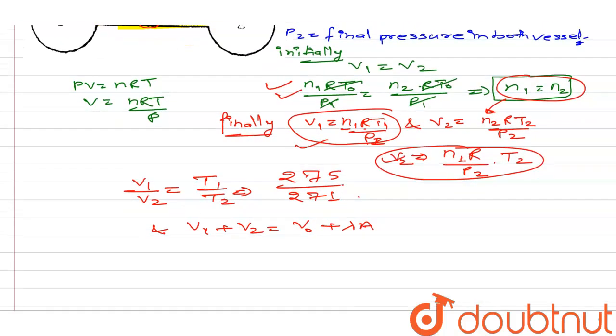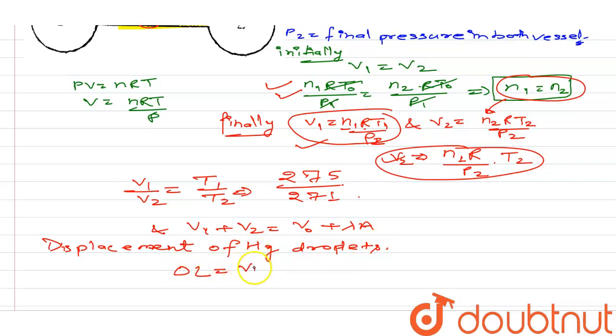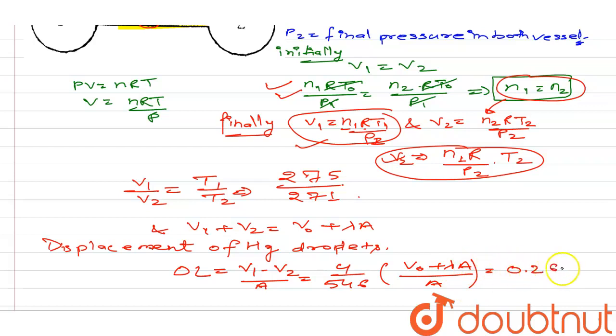After that, if we talk about the displacement of the mercury droplet, delta L is equal to V1 minus V2 divided by A. So put the values of V1, V2 and A, and we get 4 upon 546 into V0 plus lambda A divided by A. If we solve this equation, putting the values of V0, lambda and A, we find the answer 0.26 meter. So this is our final answer.